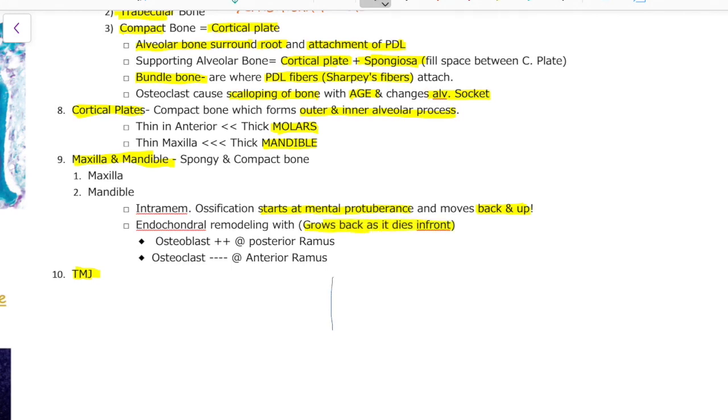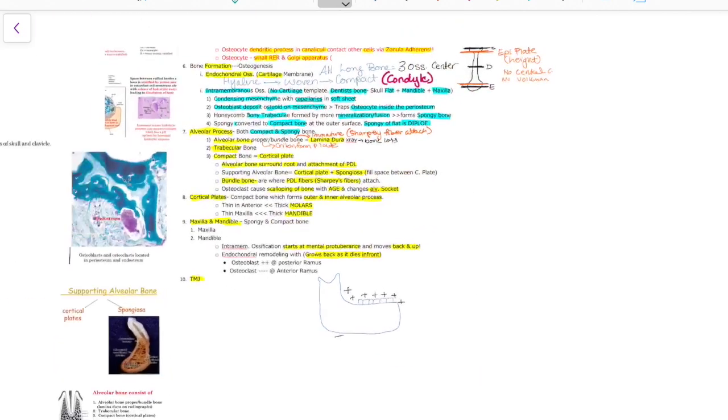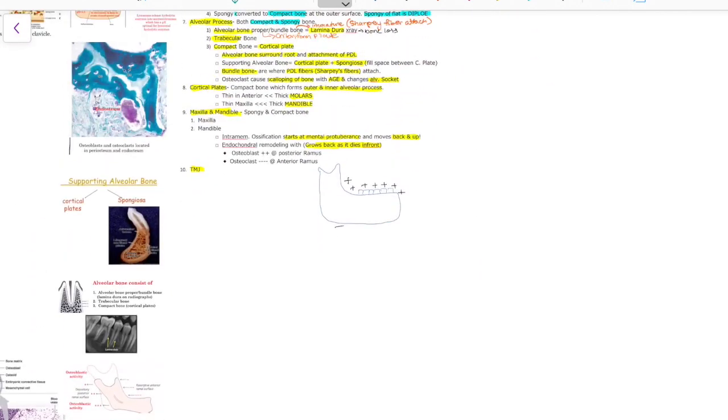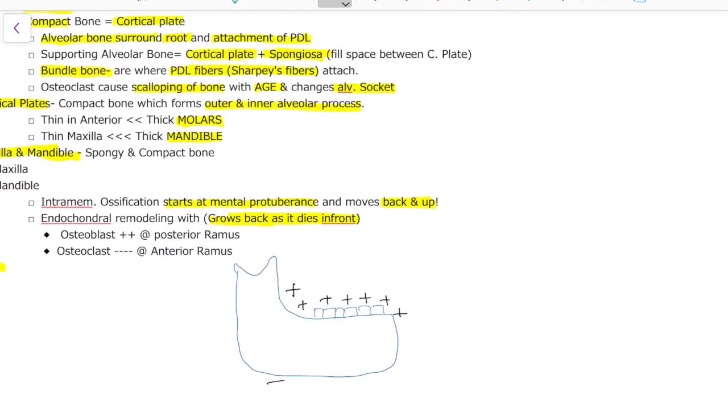So what it's trying to show is that if you had a mandibular ramus here, this is where the teeth are. So you have growth that is happening in the front, the anterior surface, it's growing. And you have osteoclast activity. And I think I did it backwards. Let's look at this. Yes, so yeah, I did it backwards. So you have osteoclast activity, subtraction, in the anterior. And you have osteoblast activity in the posterior of the ramus, of the mandibular ramus.